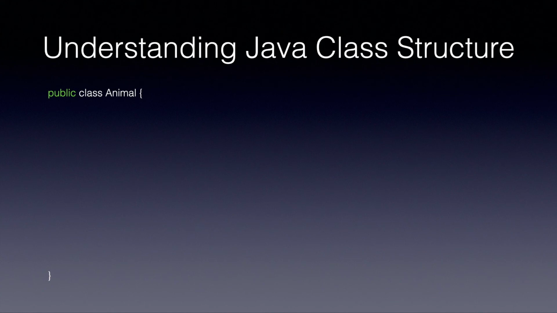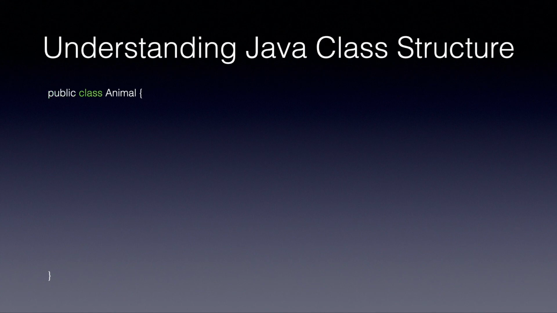Let's go word by word. The very first word, public. Public is a keyword that is called an access modifier. We will learn a lot more about access modifiers in later chapters, but for now, just think of public as meaning it's publicly available.